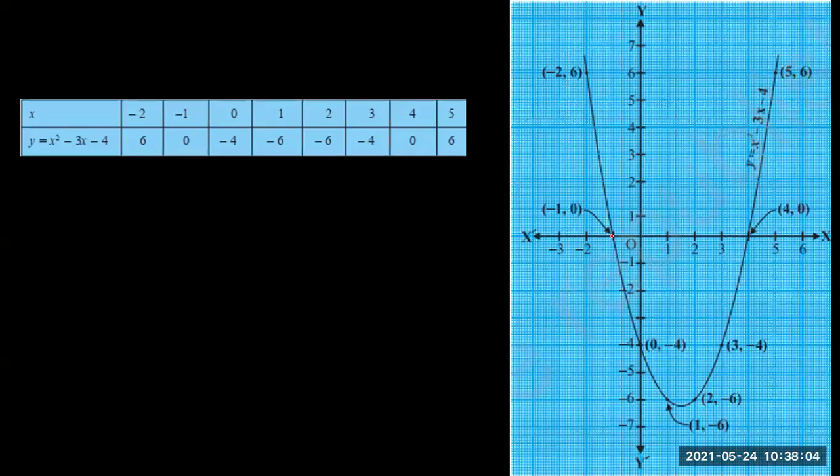Here the graph is cutting the x-axis. This is one point and this is another point, the intersection points. Just observe the x coordinate there, minus 1. So this minus 1 is nothing but a zero of the polynomial. If minus 1 is a zero of the polynomial, what is p of minus 1?